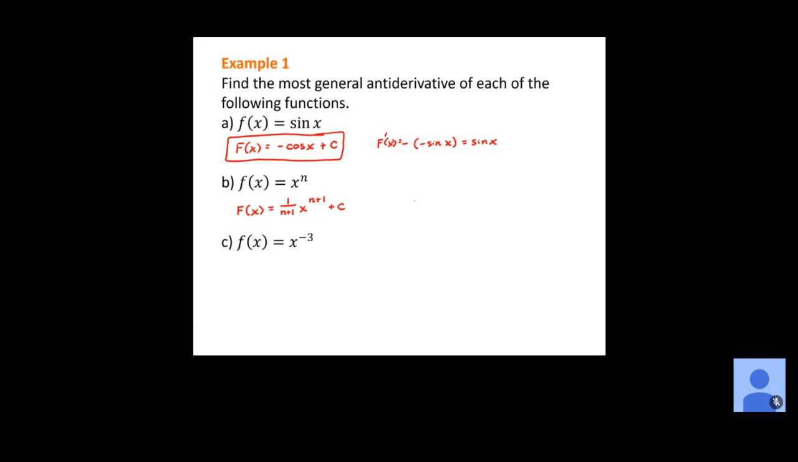So again, if we were to find the derivative of that now, we would bring down the n plus 1. N plus 1 over n plus 1 just becomes 1, so that goes away. Then we would have our x value. We would subtract 1 from that exponent, which would leave us with an n, and then the derivative of the constant is just going to give us 0. And so now that's what we started with. So this is our antiderivative for that one now.